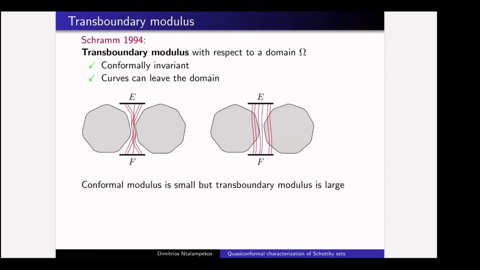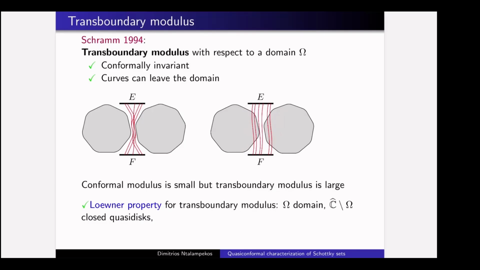So in the previous example, in the left picture, the classical conformal modulus was very small because of a narrow passage. But the transboundary modulus says you don't have to stay in the domain. We can also look at the curves that go through the boundary components. And because of that, the transboundary modulus is large in the right picture. So it turns out that if we use transboundary modulus, then the Leibniz property is true.